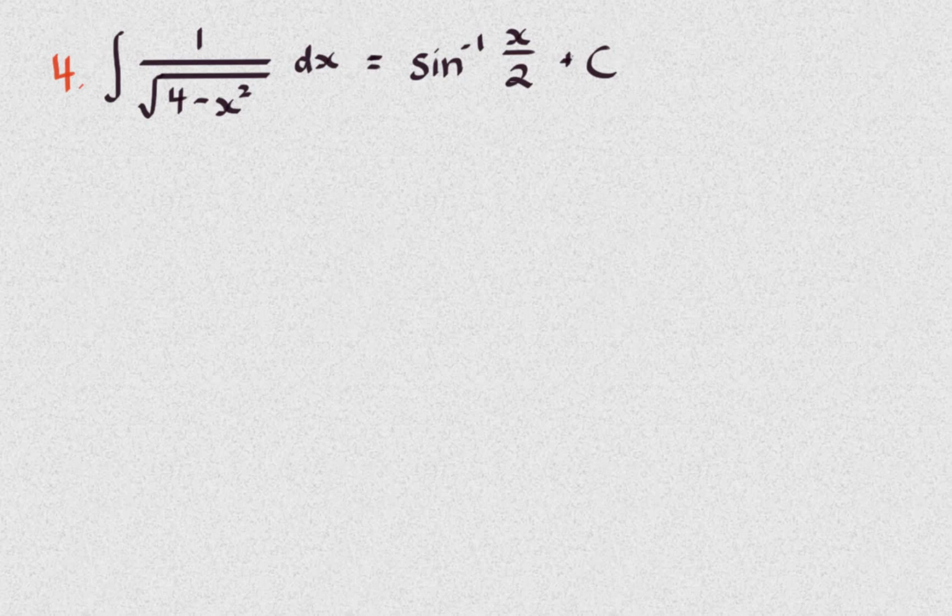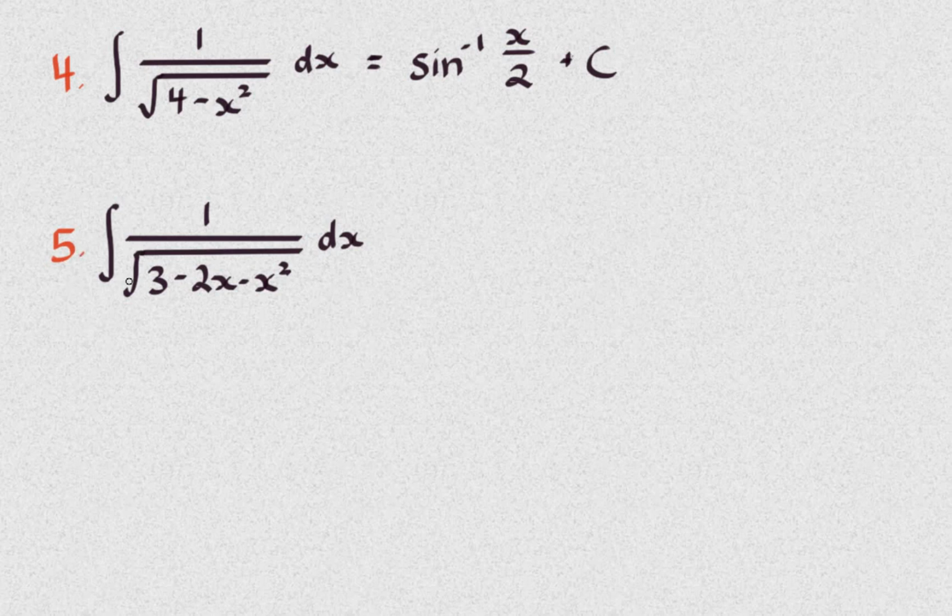And then let's do a harder one that will match up with this form. So example 5, we have 1 over the square root, and we've got a quadratic under there, so we should maybe be thinking that inverse sine is where this might lead. But this form of the quadratic is not very nice at all. So we want to get it more into this form.